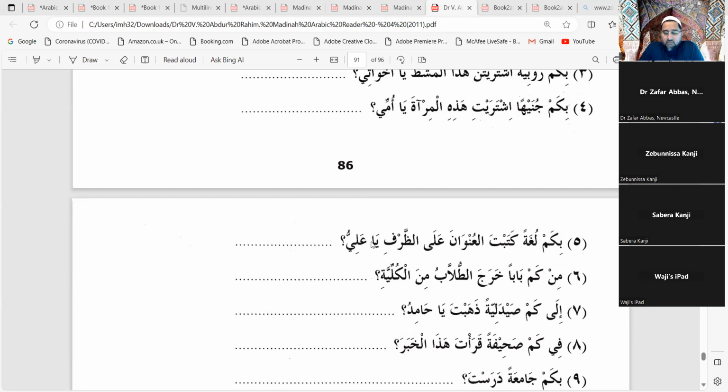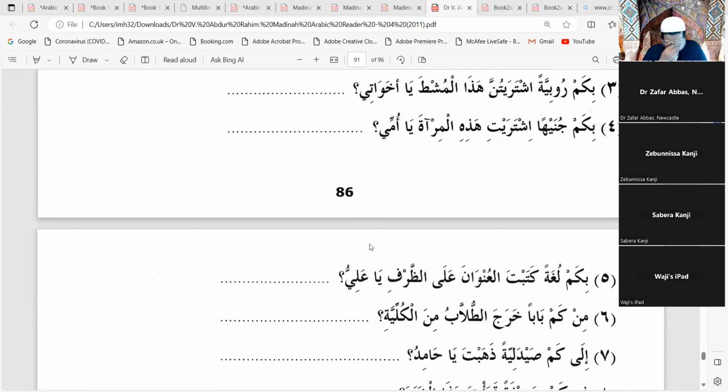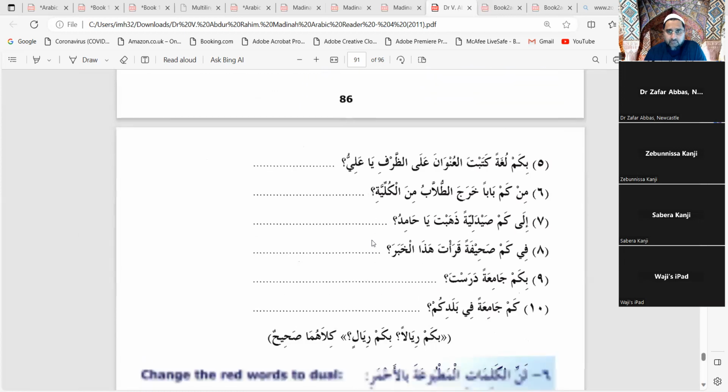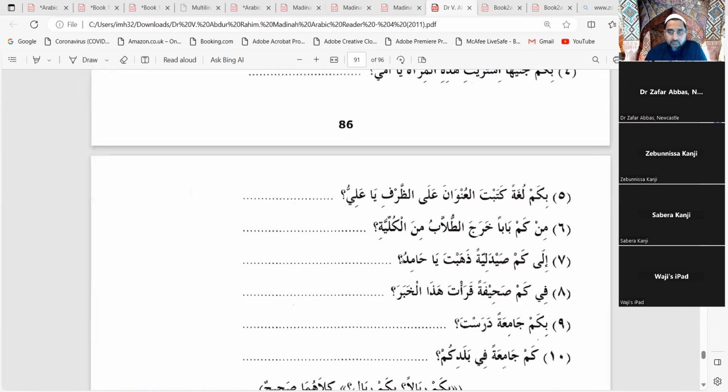Bikam junayhan ishtarayti hadhihi al-mir'ata ya ummi? For how many pounds did you buy this mirror, oh my mother? Now it will be ishtarayt. Bijunayhatain. Correct. Number 5: is it going to be bijunayhatain or bijunayhain? So junayhain. Junayhain.